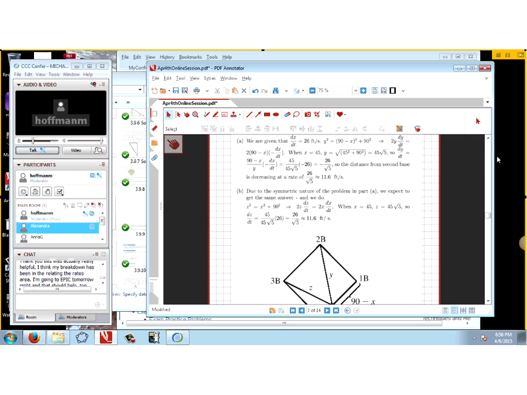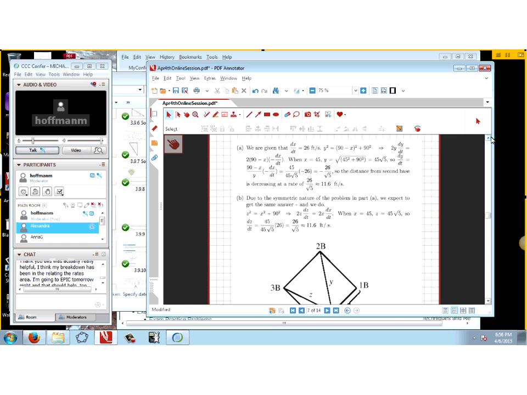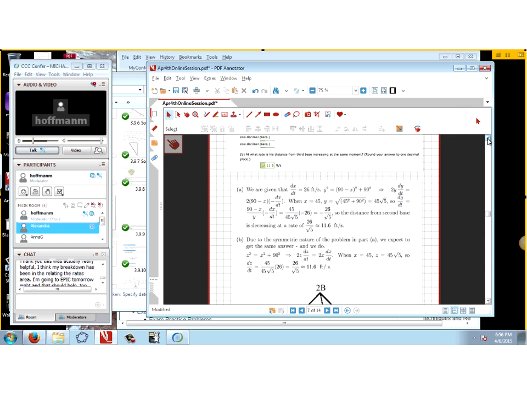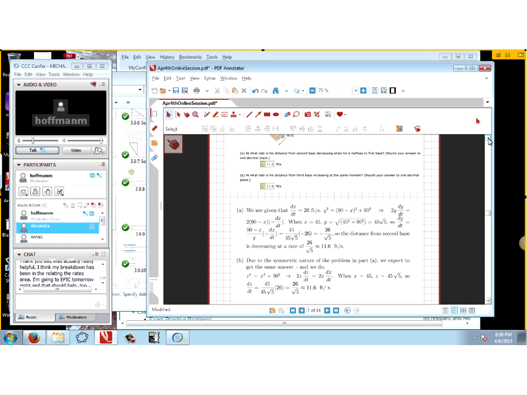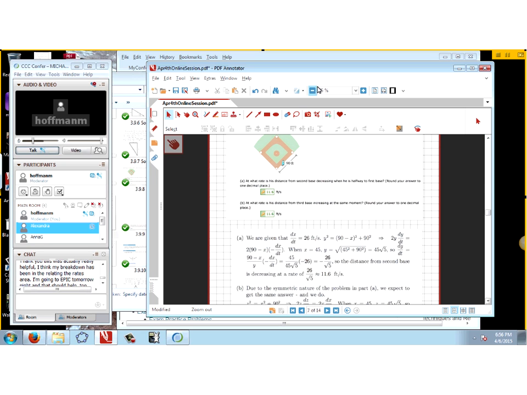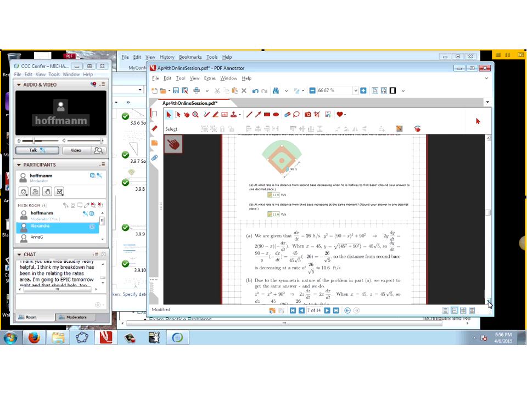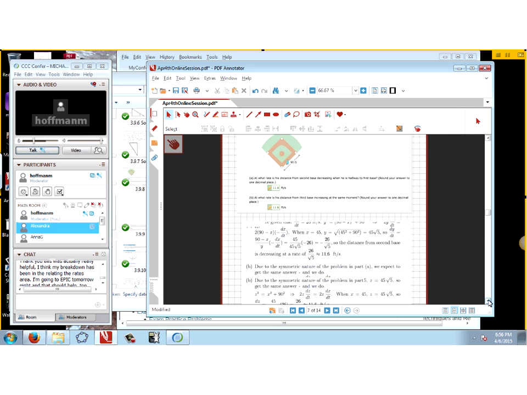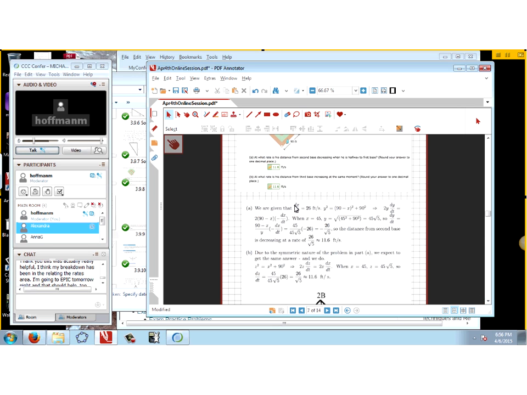So what happens is that we have all these different distances in the problem. Okay, and they should be labeled with variables here. Oh no, they're not. So you have to come up with your own variables. Okay, so what are they talking about?